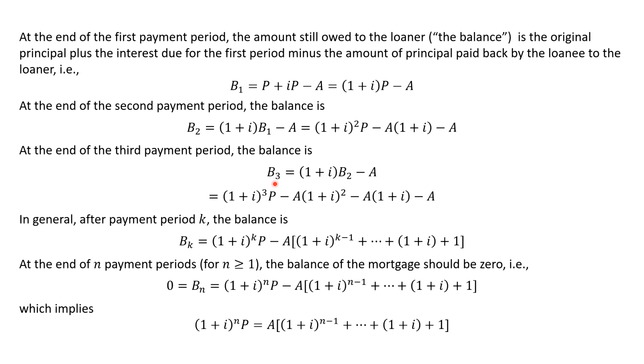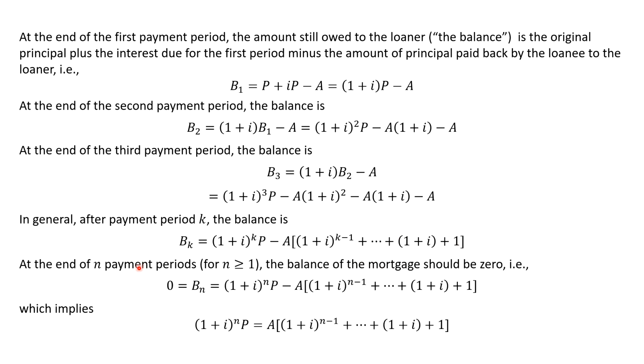Then B3, the balance at the end of the third period, is (1 plus I) times B2 minus A. Again, you plug in B2 here, and you get this expression, and then the pattern is clear. After the kth period, it's (1 plus I)^k times P minus, and I just factored the A out of this here, minus A times this expression here.